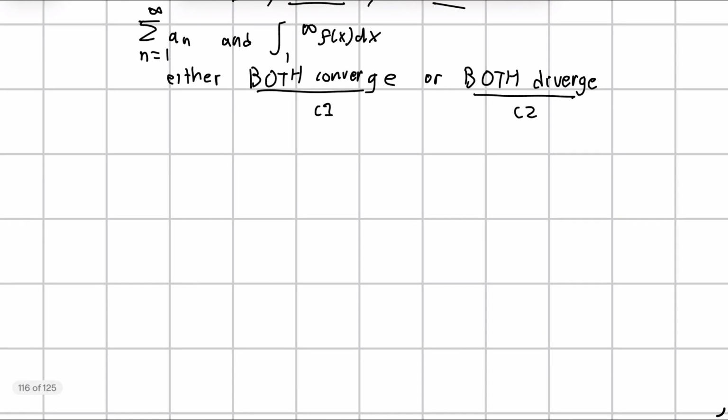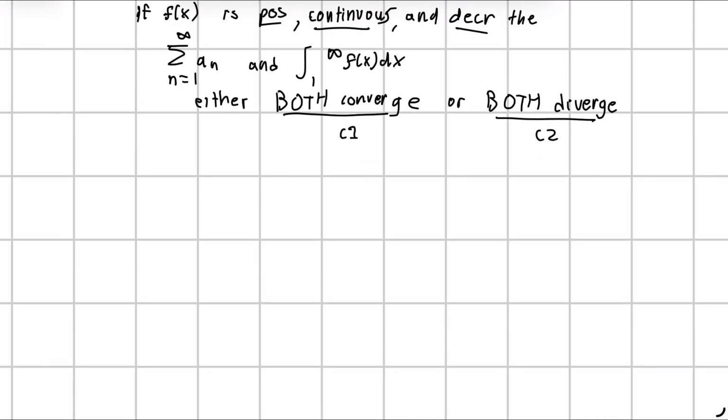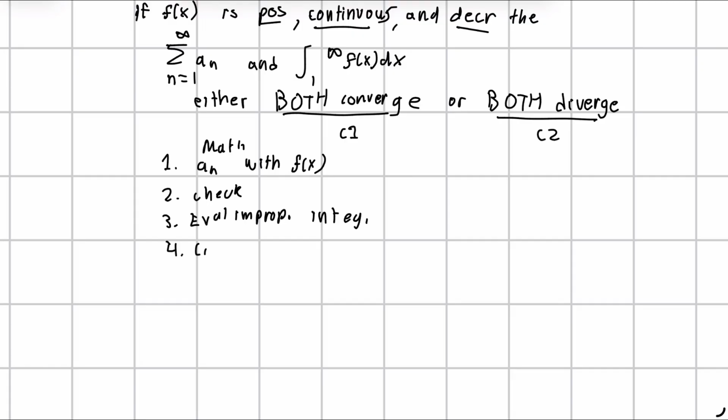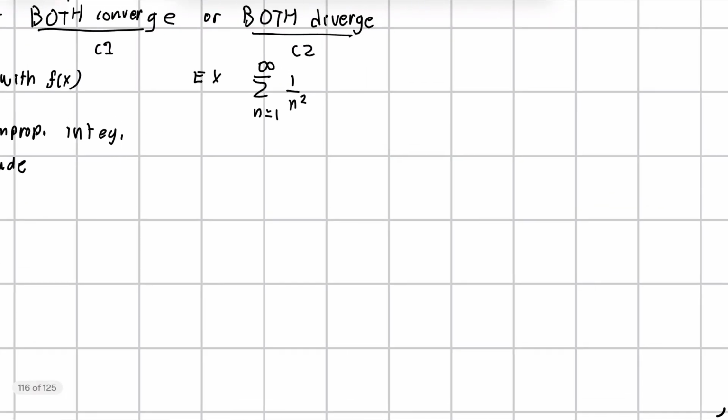Now, basically, we're using these improper integrals to test for convergence for these series. So number 1, you want to match a sub n with f of x. Then we're going to do our checks for conditions. Then you want to evaluate the improper integral. And then we can make our conclusion about whether it converges or diverges. So let's do an example. We want to decide whether this series, the sum from n equal to 1 to infinity of 1 over n squared, is going to converge using the integral test.